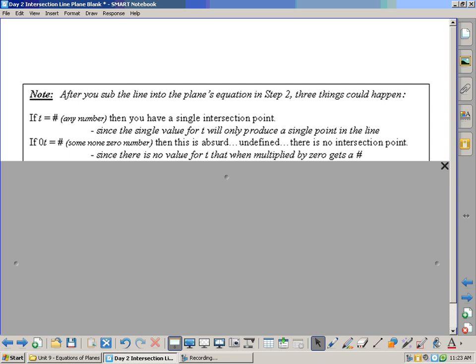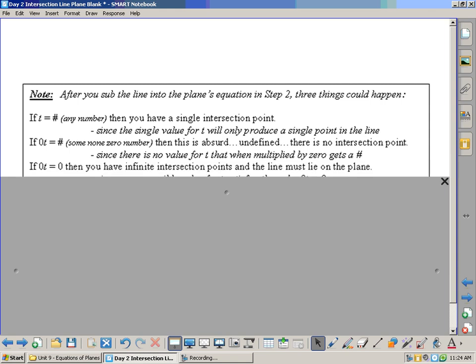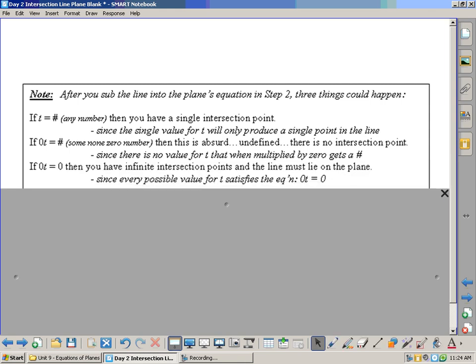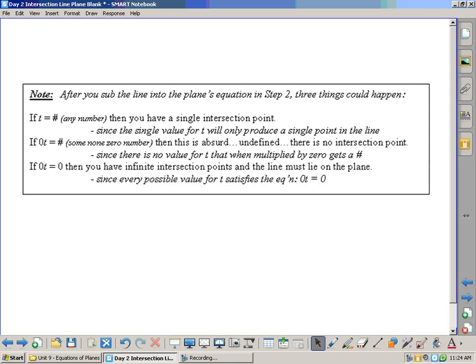So it's just about the same amount of work when we go off in this situation. We're going to take the line, plug it into the plane, except what will happen is you'll end up with 0t equals 10. Okay? And that's impossible, which means there's no intersection. So then what's the third case? Well, this third case then is when you get 0t equal to 0.